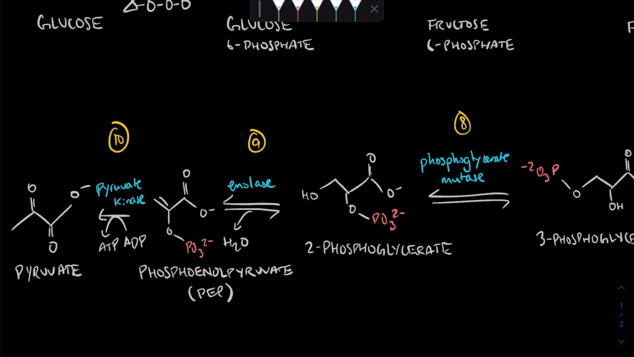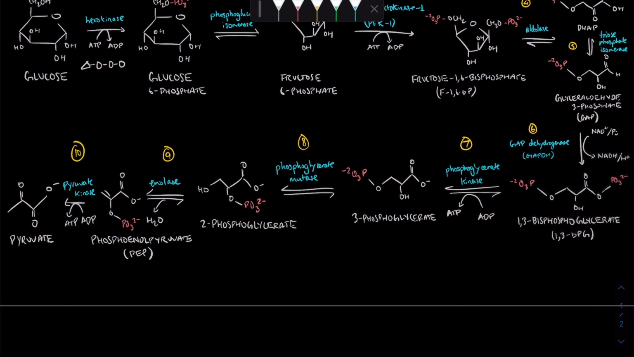Pyruvate kinase might sound like it's a kinase that acts on the pyruvate. You might think that it's a kinase that's going to add a phosphate group to its substrate, but no, it's taking off a phosphate from the PEP and it's adding it onto an ADP. So those are the 10 steps of glycolysis. Now I'm going to talk about how they get regulated.